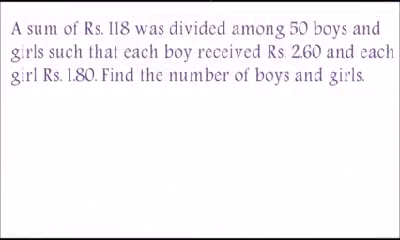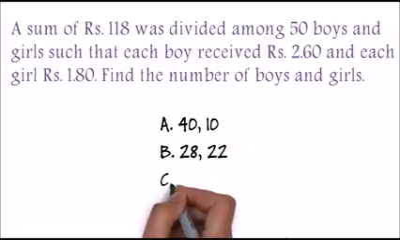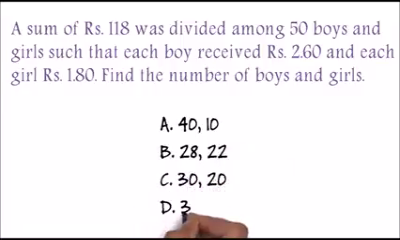Now let's see the next question. A sum of rupees 118 was divided among 50 boys and girls such that each boy received rupees 2.60 and each girl rupees 1.80. Find the number of boys and girls. The options for number of boys and girls respectively are option A 40 10, option B 28 22, option C 30 20 and option D 35 15.